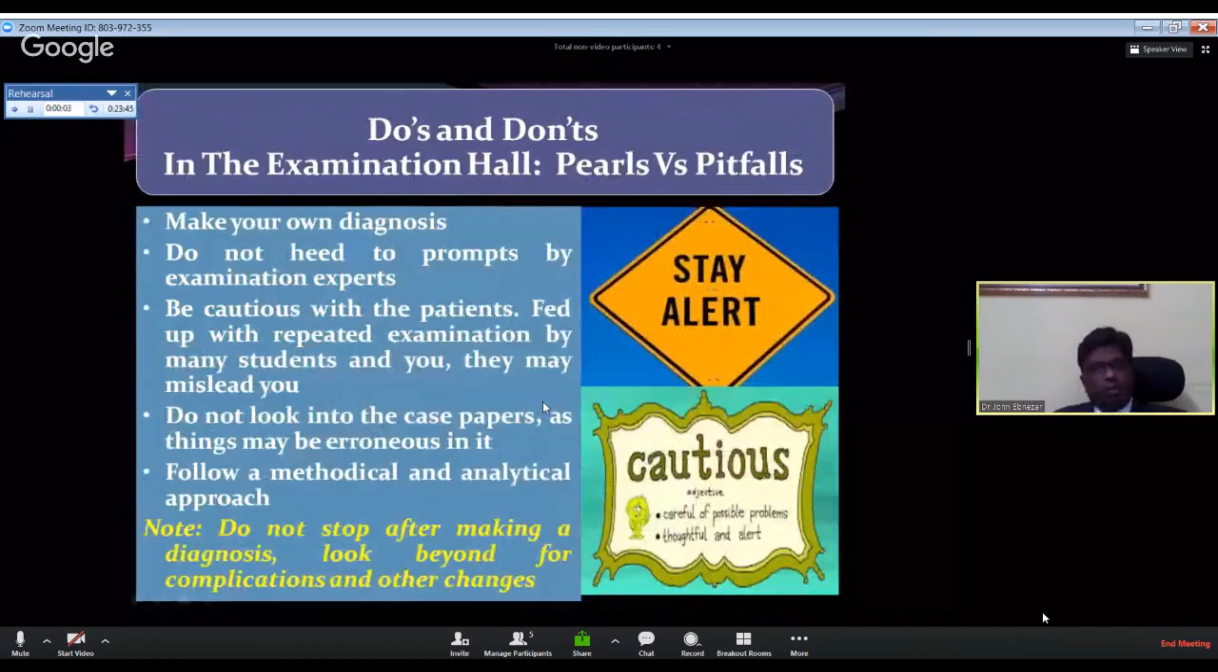So make your own diagnosis first. Do not heed prompts by examination experts. Be cautious with the patients. Fed up with repeated examination by many students, they may be irritated with you. So do not rely on the case paper, as things may be erroneous in it. Follow a methodical and analytical approach. Do not stop after making a diagnosis. Look beyond for complications and other changes.